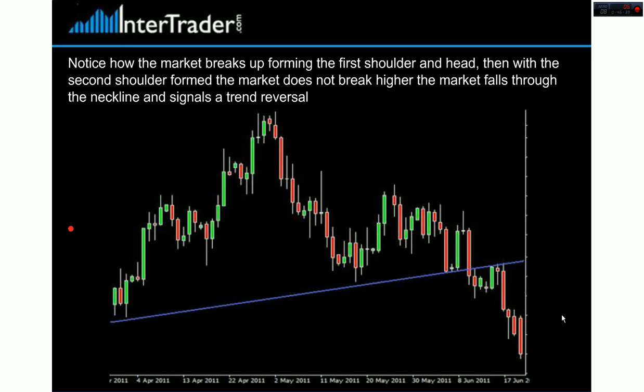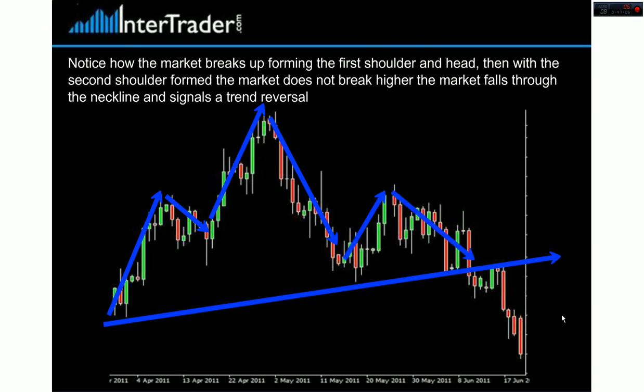So notice how the market breaks up, forming the first shoulder and the head. Well, the market, again, this is how it looks in a normal chart. When we're drawing them in illustration mode, they look very, very clear cut. But again, it's just how any normal chart would form. We see the neckline here. We see that the market's moving up, finding support. So this point here, that is a shoulder. This point from here to here is the head. Next shoulder.